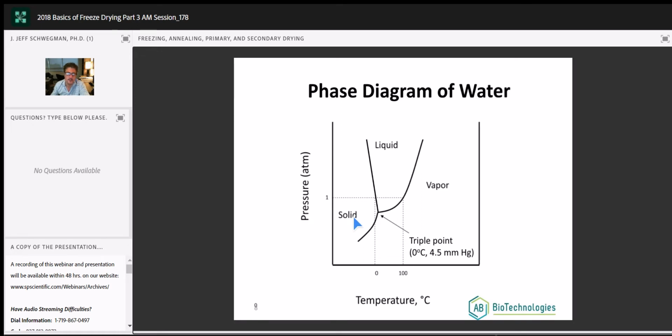Now, we decrease the pressure or increase the vacuum. We're still in the solid state. But what if we warm? Now we go directly from the solid to the vapor state.